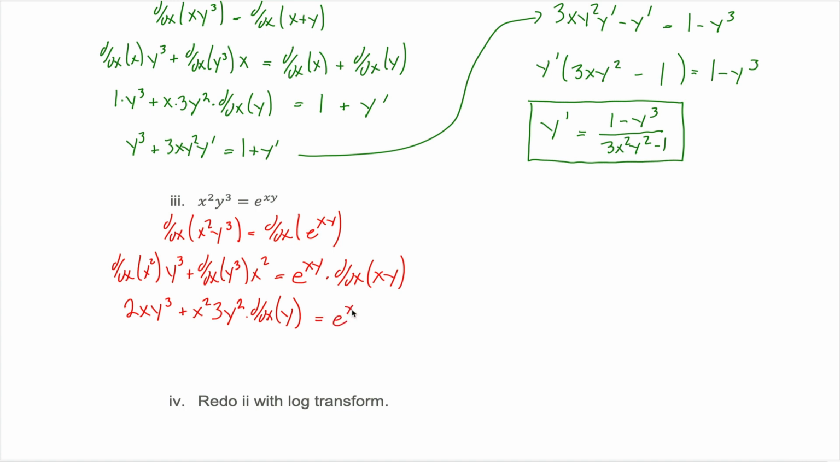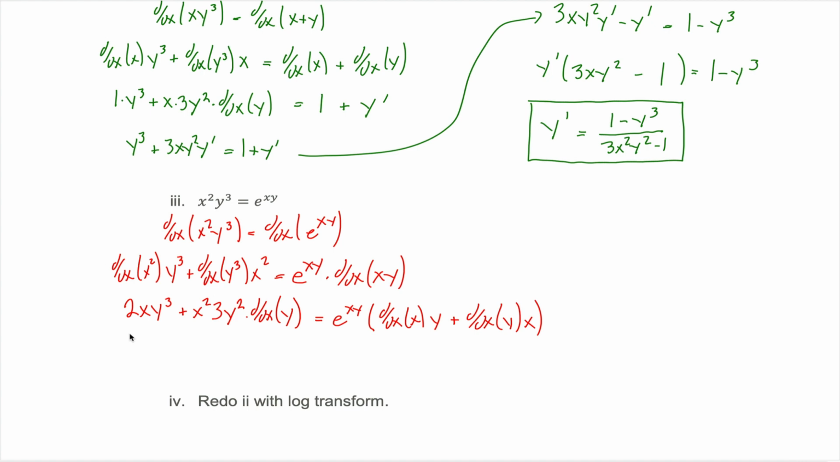On the right side, I got e to the xy times the derivative of x times y. Again, it's a product of two things. So think product rule. Product rule is going to result with two terms, so I better put my parentheses in there. I got the derivative of the first thing, the derivative of the x, times the second thing, the y, plus the derivative of the second thing, the derivative of the y, times the first thing, the x.